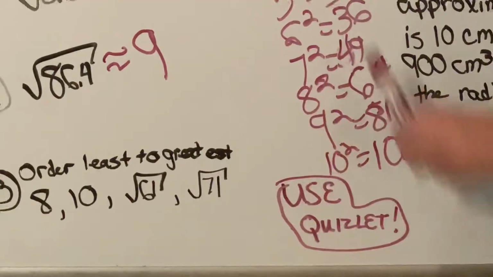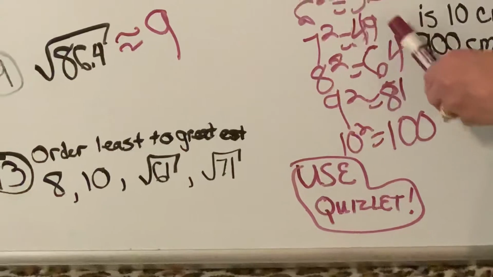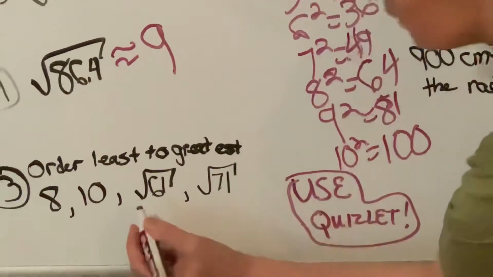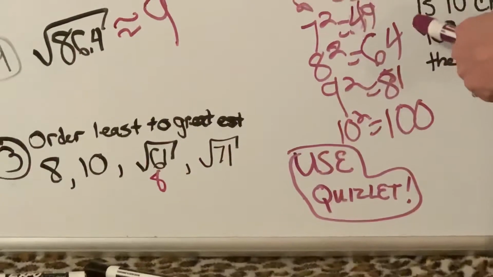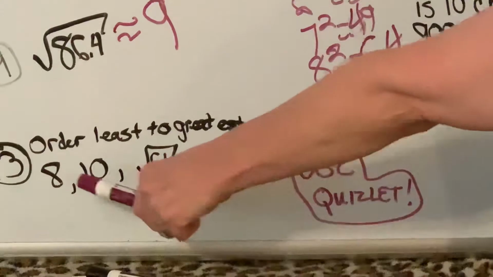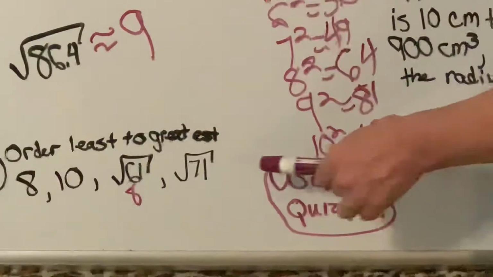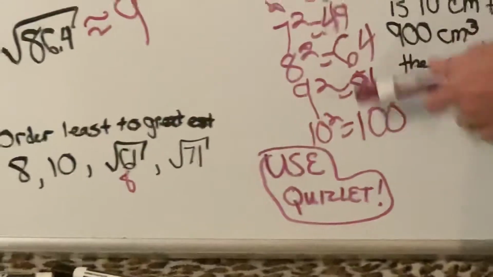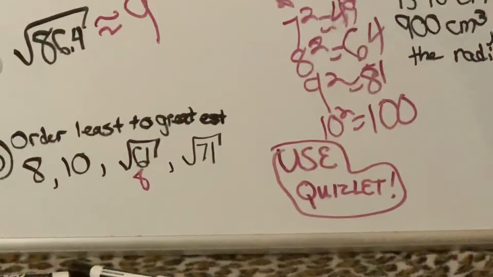Okay, so the square root of 61, again, the same thing. Where does it fall? It falls between 49 and 64. It is closer to 64, so this one is approximately 8. And then you think, well, we'll come back to that because when we go to put them in order, we already have an 8. And then the other one is 71, which falls between 64 and 81.